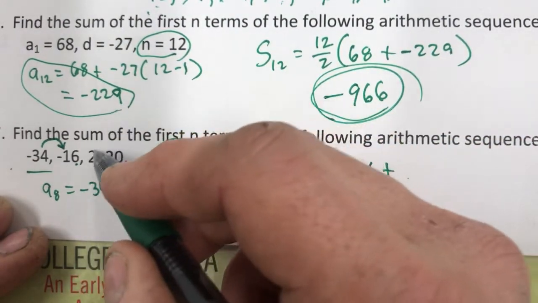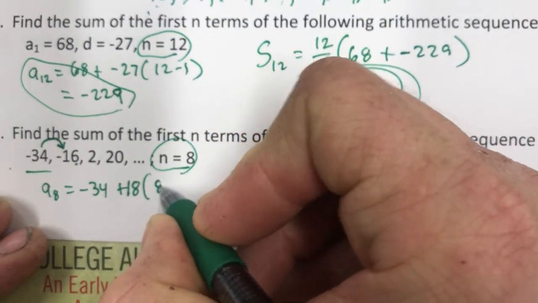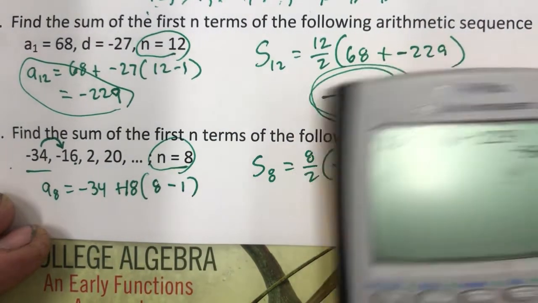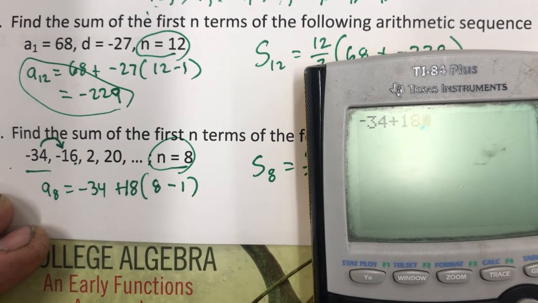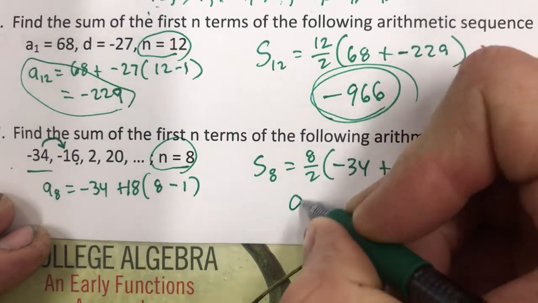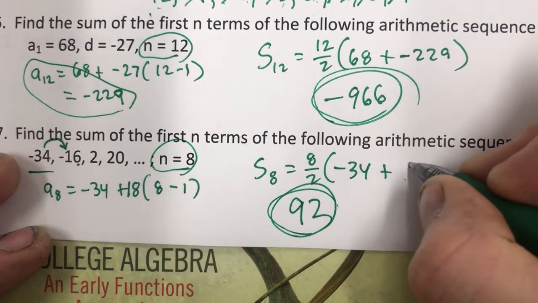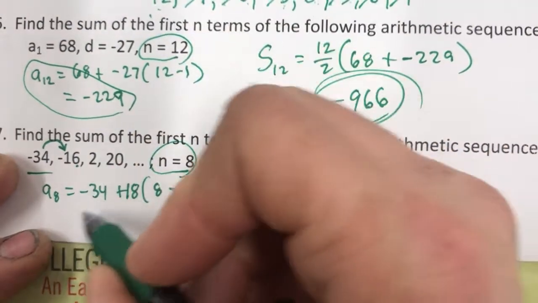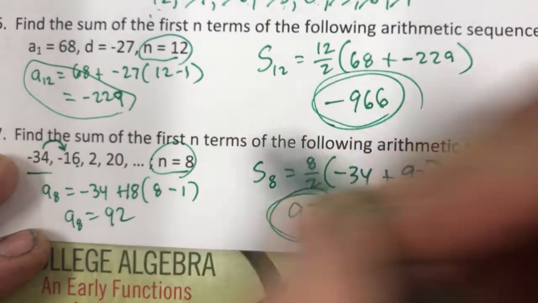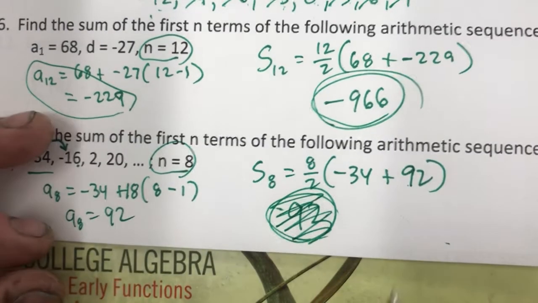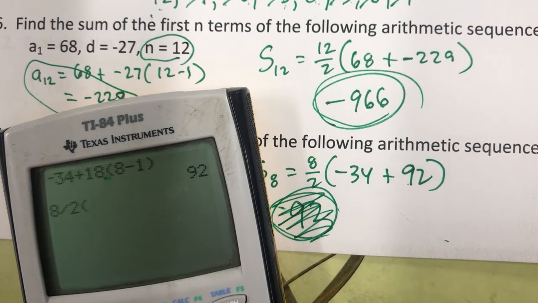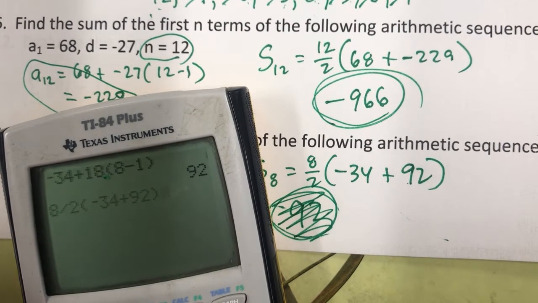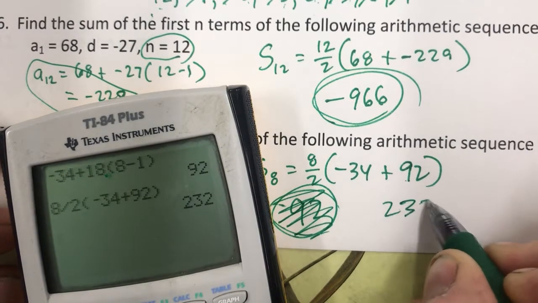It's going up 18. And this is going to be 8 minus 1. All right, so negative 34 plus 18 times 8 minus 1, 92. Oh, I'm sorry, 92 here. Almost made a mistake. So the 8th term is 92. Now, what's my sum? I'm going to have 8 divided by 2 times negative 34 plus 92, and that's 232. There's my sum.